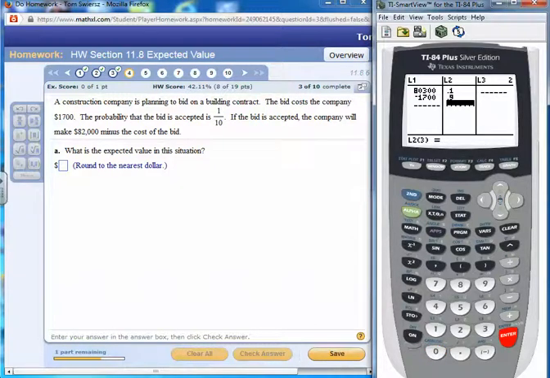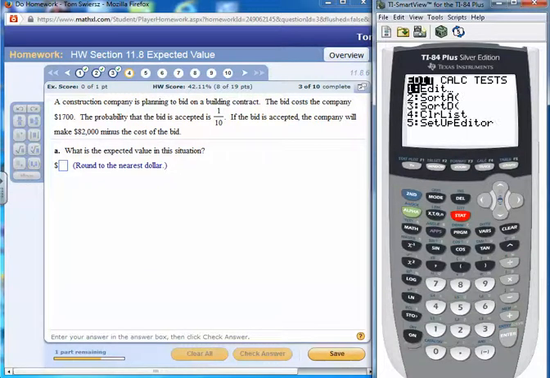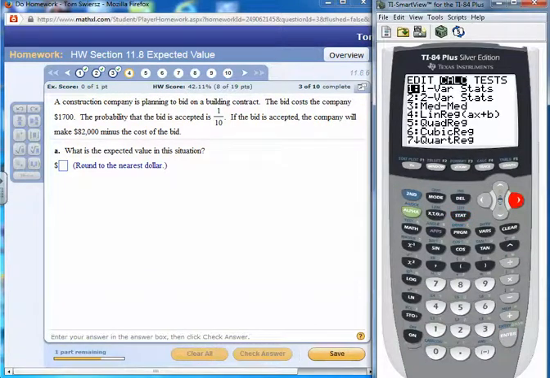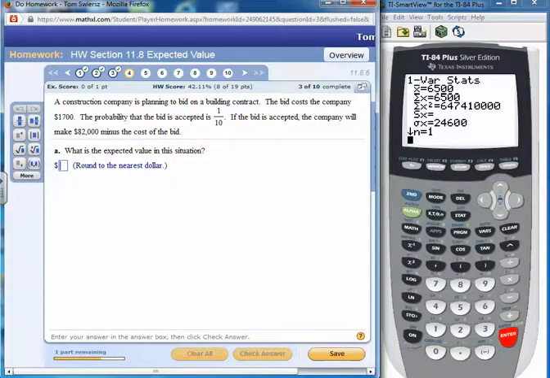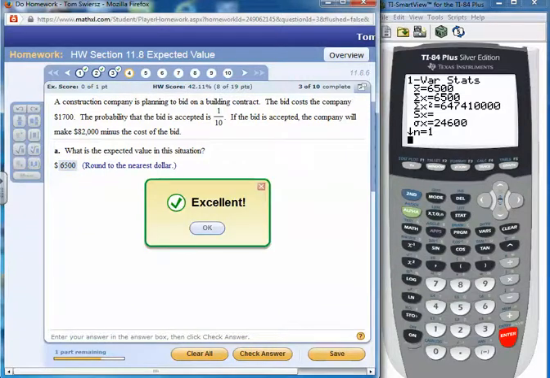And now remember, to get the expected value, we go back to the stat key. We use the right arrow key for calculations. We hit enter because we have one variable, stats. And then in my calculator, I'm going to do L1, comma, L2. You're going to put L1 in the first line, L2 in the second line, and then calculate. And then go ahead and hit enter. And X bar is the expected value, which in this case is 6,500, which is indeed the correct answer.